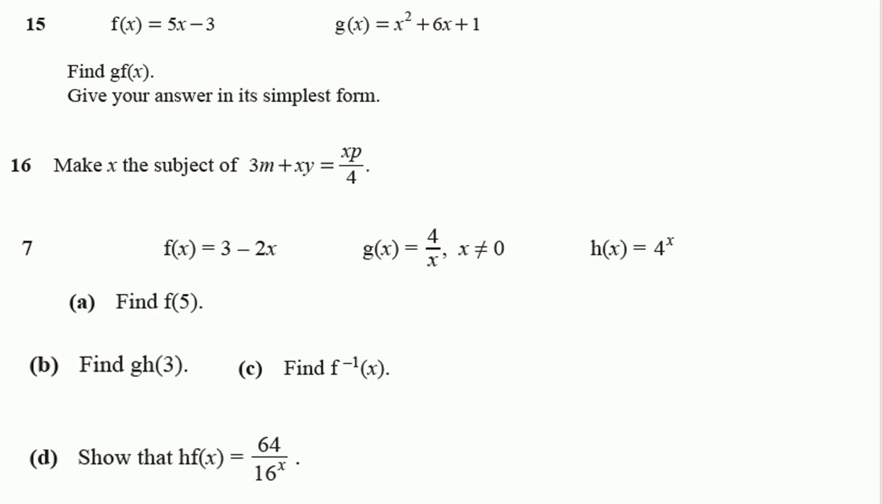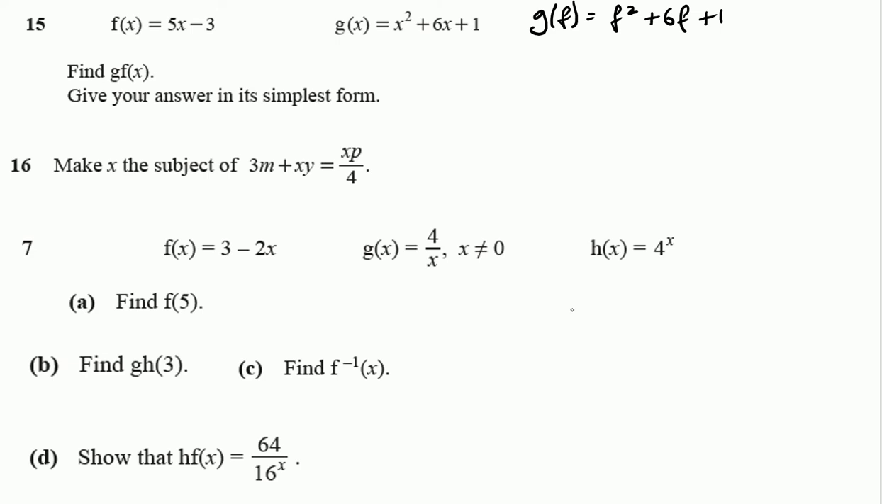So here we're asked to find g f x. That means g of f. So g of f would be f squared plus 6f plus 1. Just as g x is x squared plus 6x plus 1, so g f is f squared plus 6f plus 1.